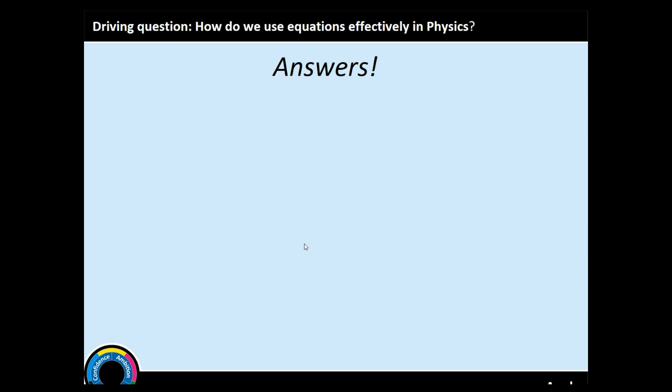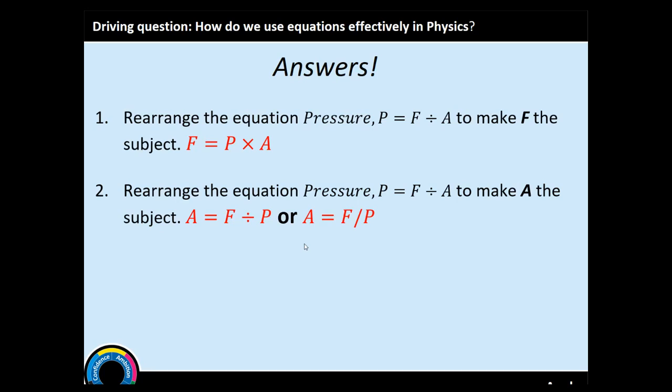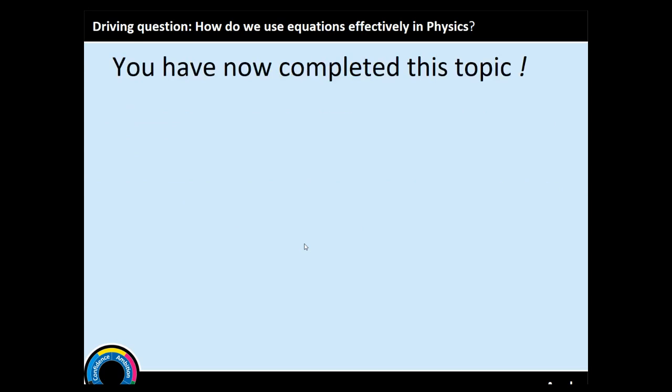Answer, let's see. We rearrange the equation P equals F divided by A to make F the subject of the formula. You should have F equals P multiplied by A. In the second case, we rearrange the equation to make A the subject of the formula. We should have A equals F divided by P. Or you can write it as A equals F slash P, F stroke P. That stroke still means divided by.